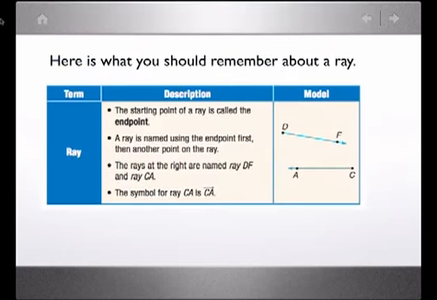Here's what you should remember about a ray. The starting point of the ray is called the end point. A ray is named using the end point first. Then name the other point on the ray. The rays at the right here are ray DF and ray CA. The symbol for a ray is similar to the symbol for a line, but there is only an arrow on one end of the line segment.